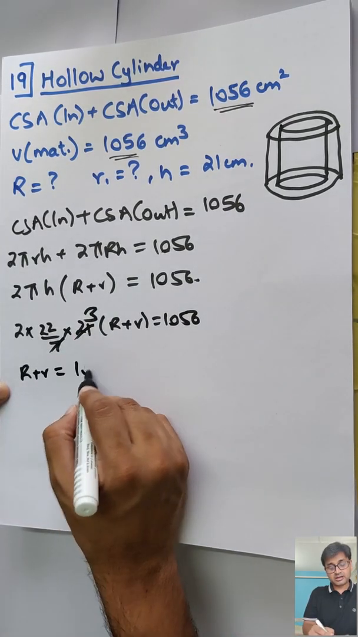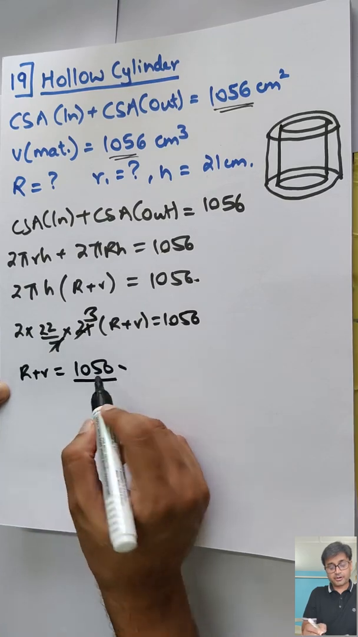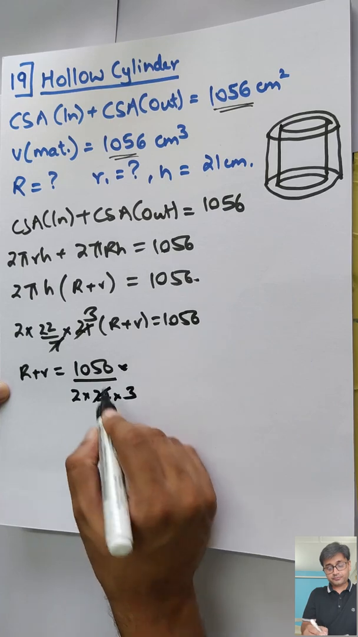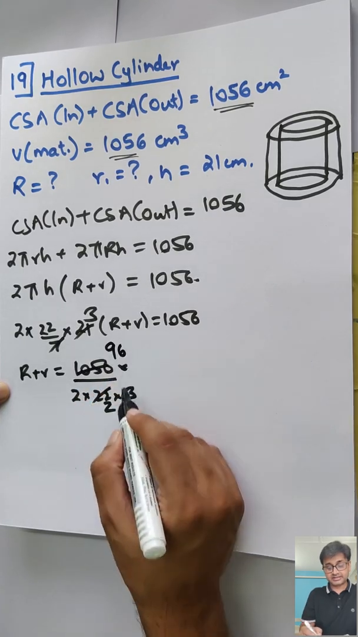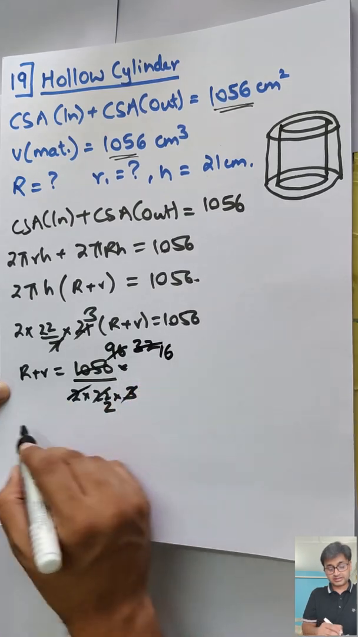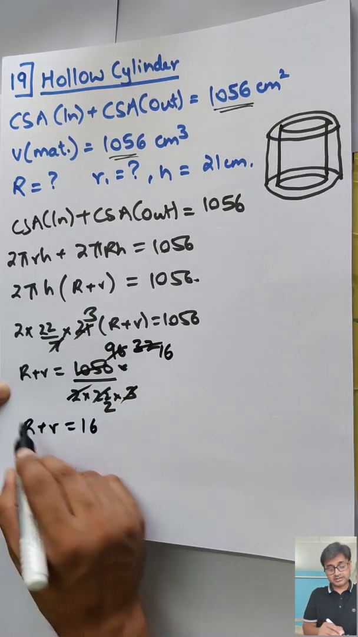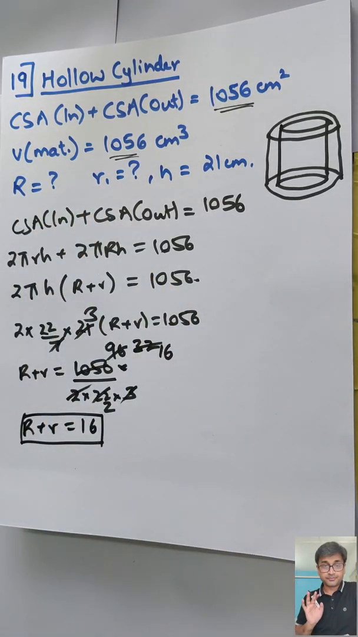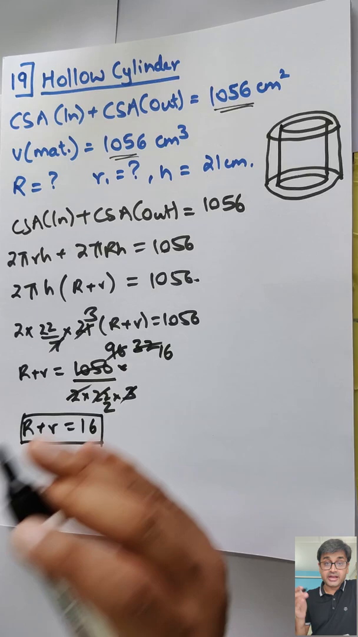So R plus r is 1056 upon all these things. 7 ones are 7, 3s are 21, so 2 into 22 into 3. 11 2s are 22, 6 times 16... so we have got R plus r as 16. That means both the radii's total is 16. But we don't know each of the radii individually.